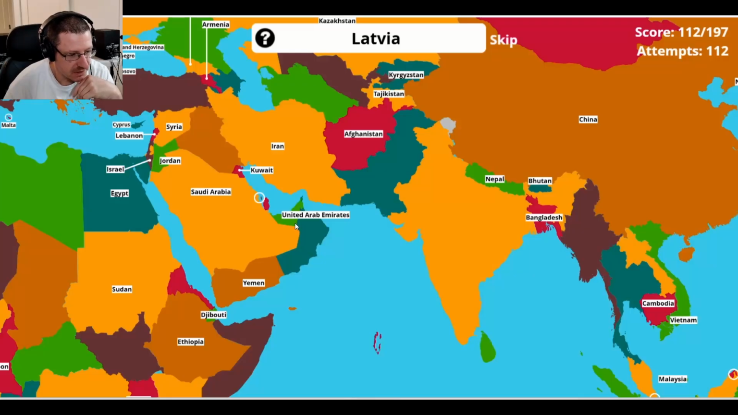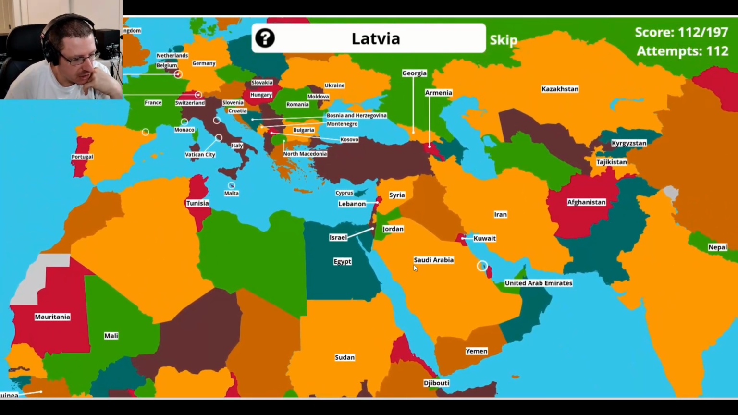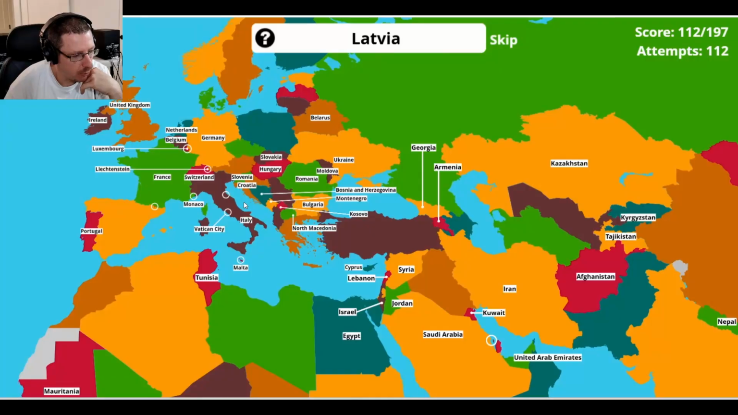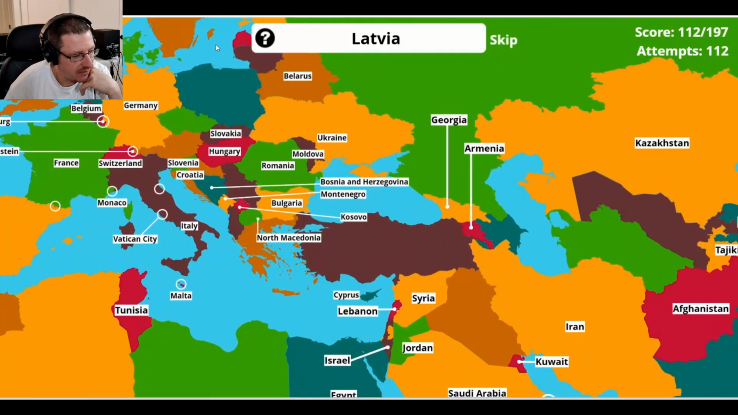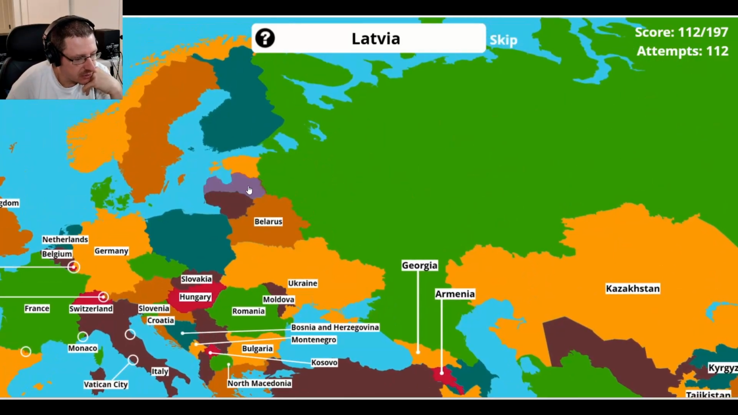United Arab Emirates. Latvia. Remember how I was talking the tallest men in the world is from Netherlands? So Latvia is right here. It's right in the middle. And they said the tallest women in the world is from Latvia. Its also main export is wood.